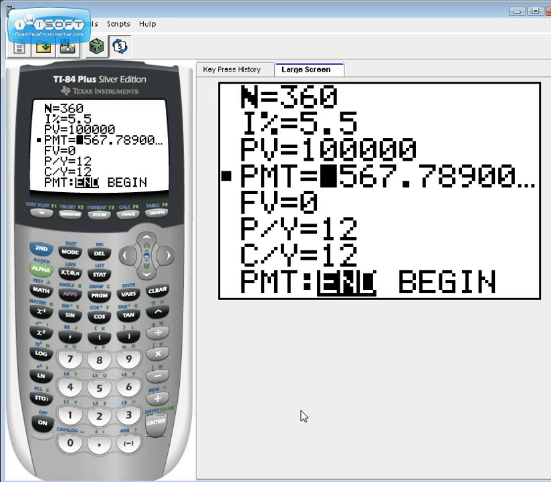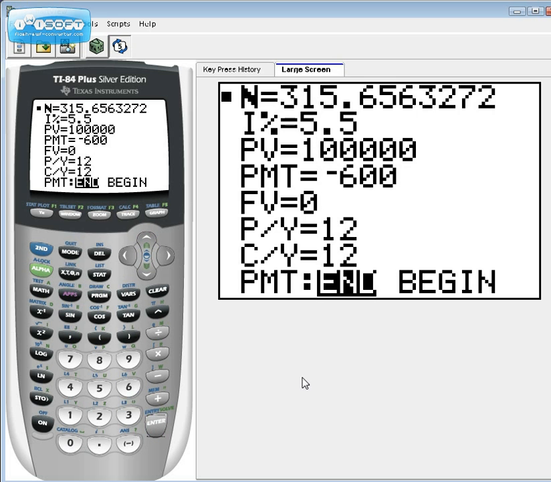Now my payment can be solved for. And I see that I've got to pay $567.79 a month. Let's suppose I'm able to pay $600. Then I could go back up and see how many payments that will take. I can solve for that number. And here it will only take 316 payments, so I'll shave a long time off of that loan by paying more. And I can solve for any of these that I don't know given the other ones.